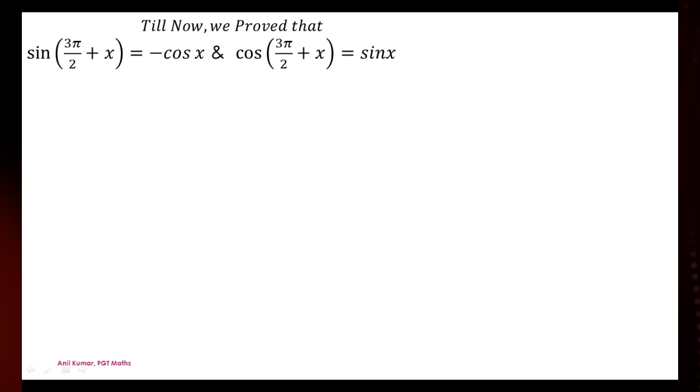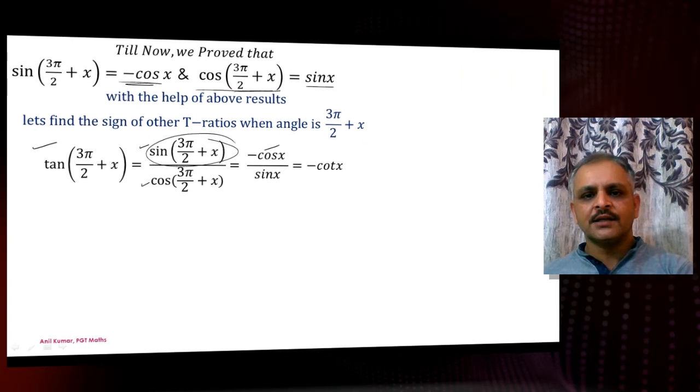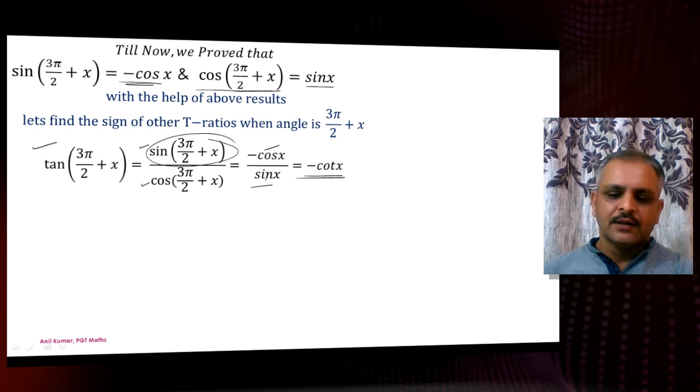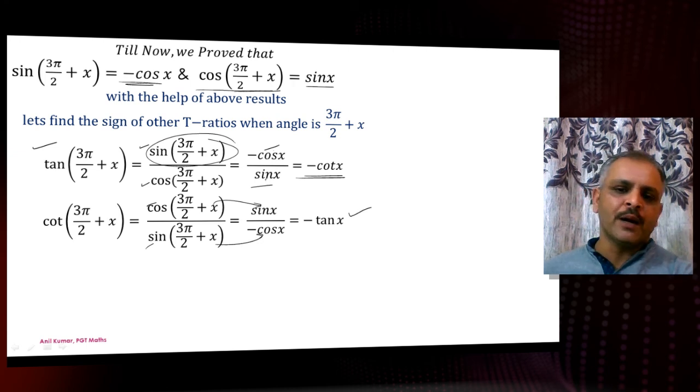We know that tan of 3 pi by 2 plus x will become sine of 3 pi by 2 plus x over cos of 3 pi by 2 plus x. And what is sine 3 pi by 2 plus x? It is minus cos x. And what is cos 3 pi by 2 plus x? It is sin x. And cos by sine will become minus cot x. Then cot will become cos by sine. Put the value sin x and its value will be minus cos x. So output will be minus tan x.